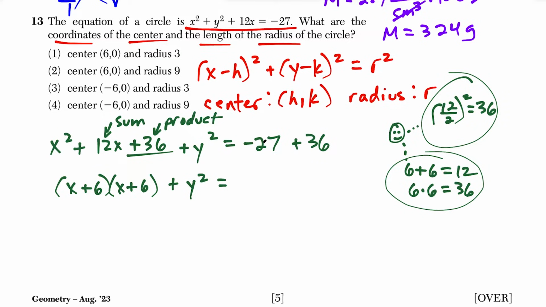So now we have negative 27 plus 36 is 9, and now this we could group as x plus 6 squared, and now this right after it I could just say plus y squared, but if we want we could call this y minus 0 squared. That way it's in the form of the equation we start off with here, and this is equal to 9. So now we just have to be careful here.